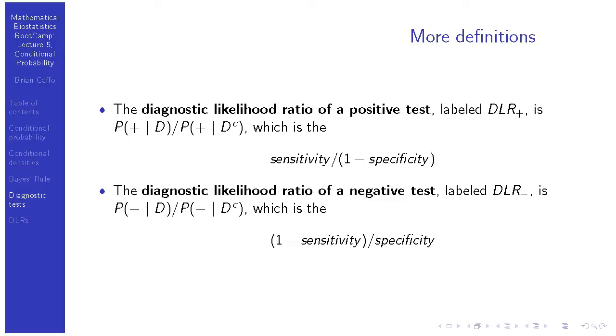The diagnostic likelihood ratio of a negative test, labeled DLR minus, you can read the formula there: probability of a negative test given the disease divided by the probability of a negative test given disease complement, which is 1 minus the sensitivity divided by the specificity. Okay, we'll go through in detail why all these things are useful through a specific example. And then we'll come back and talk a little bit about why these calculations are more subtle than people often discuss.